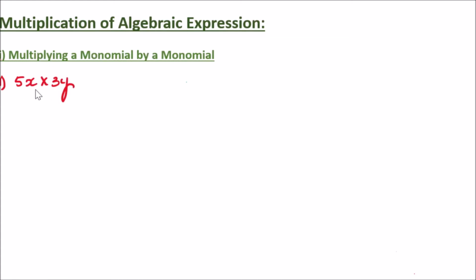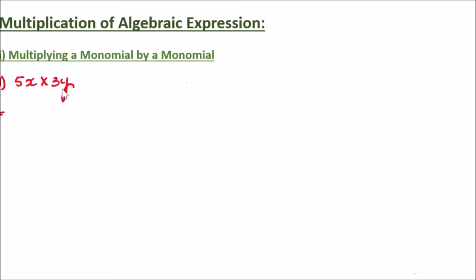This 5x is a monomial, 3y is a monomial. It has been multiplied now. The first thing we have to notice here is that both are unlike terms. 5x and 3y are not like terms. Can we multiply? Yes, we can multiply, but we cannot add and subtract.